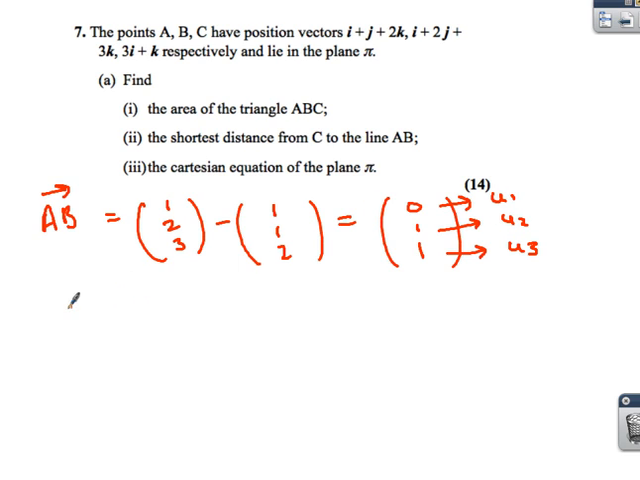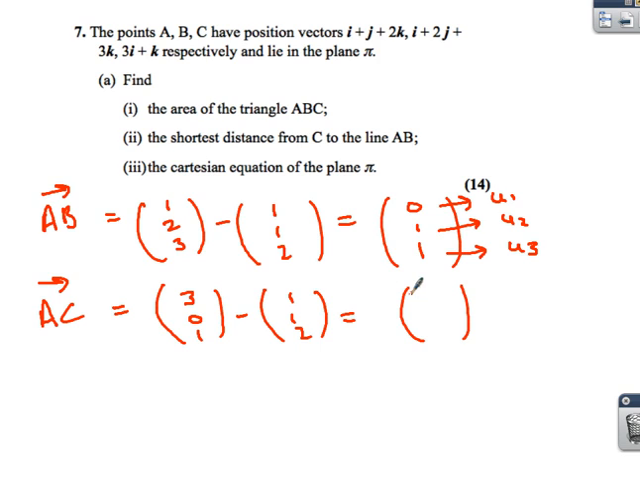And also let's find vector AC. Vector AC, we do vector C take away vector A. So we're going to do 3, 0, 1, take away 1, 1, 2. And again, if we do that, we should end up with 2, minus 1, minus 1. And let's label these ones as V1, V2 and V3. Okay, so we worked out the vector AB, we worked out the vector AC.